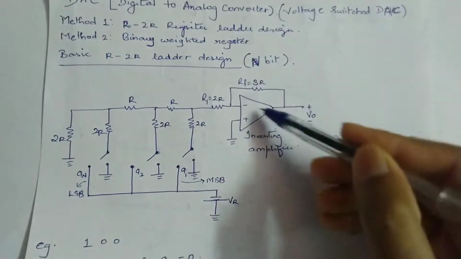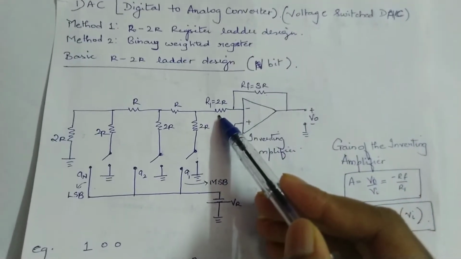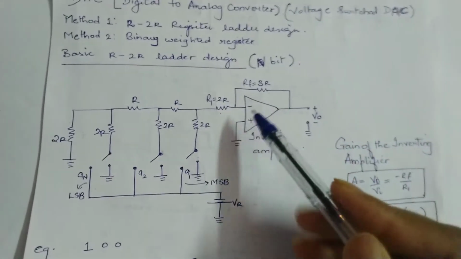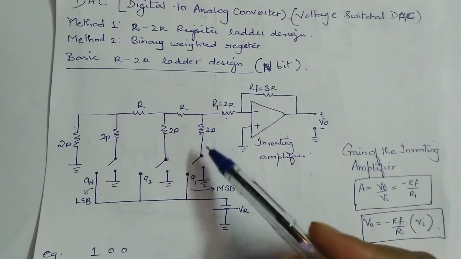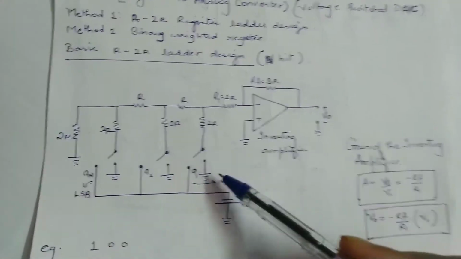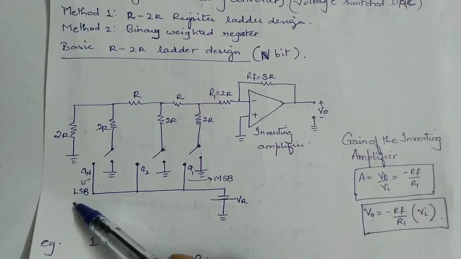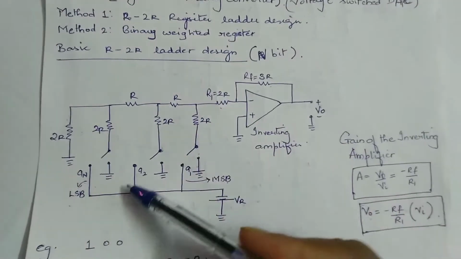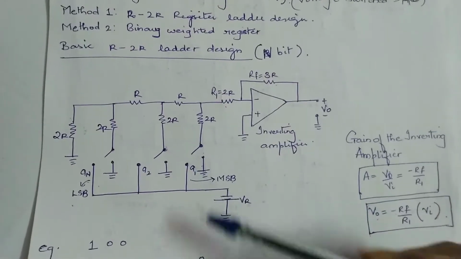You have an inverting amplifier with the feedback resistor and you have the input resistor Ri. So this is an inverting amplifier and this is your ladder circuit with R and 2R resistors. Now you have A1 till AN, so n bit values, A1 being the MSB bit and AN being the LSB bit. Okay, so this is a basic circuit diagram. Now we'll go here.